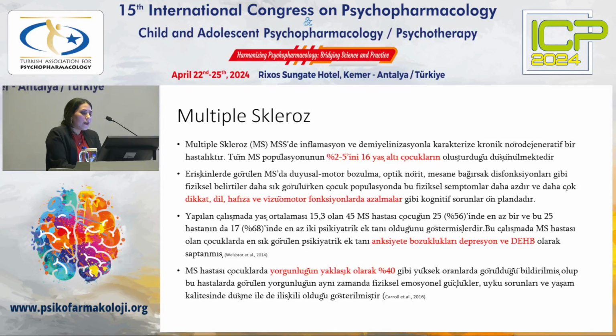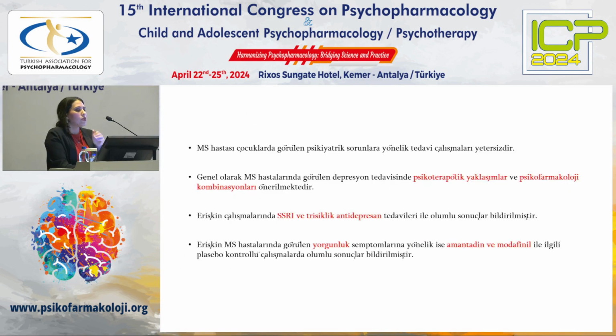In a study, 25 of 45 children with MS with a mean age of 15.3 years had at least one psychiatric comorbidity, and 17 of these 25 patients had at least 2 psychiatric comorbidities. The most common psychiatric comorbidities in children with MS were anxiety disorders, depression, and ADHD. Fatigue in children with MS has been reported to be as high as 40% and has been shown to be associated with physical and emotional difficulties, sleep problems, and reduced quality of life.